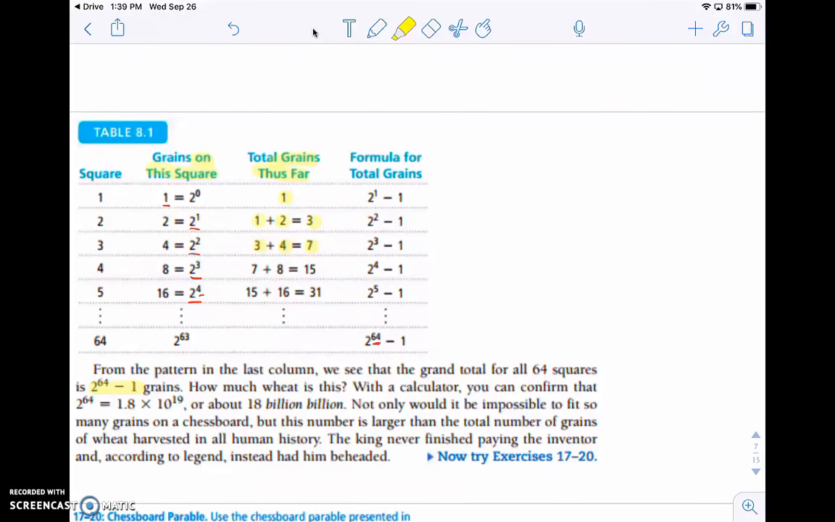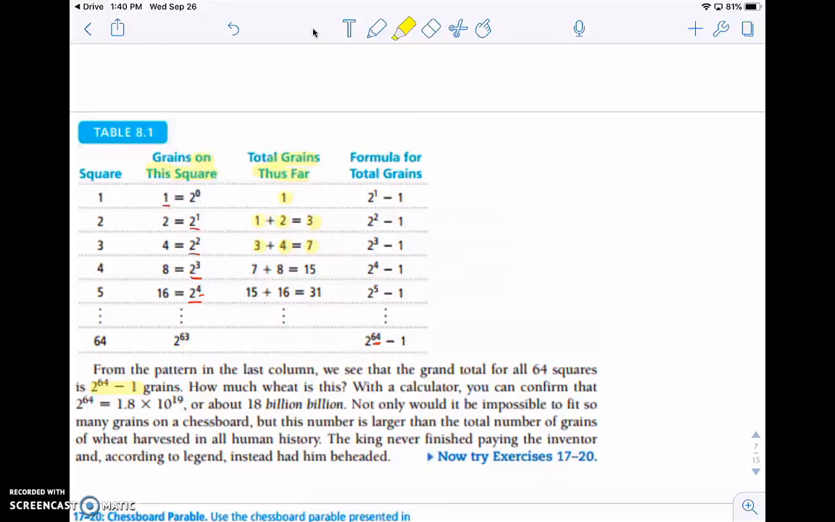And how much wheat is this? With a calculator, you can find out that it is about 18 billion grains of rice. So not only would it be impossible to fit this much grain on the chessboard, but this number is so large, it is larger than the total number of grains of wheat harvested in all of human history. And legend has it, the king never finished paying the inventor, and instead he had the inventor beheaded. Don't know how true the legend is, but it's an interesting question to think about.